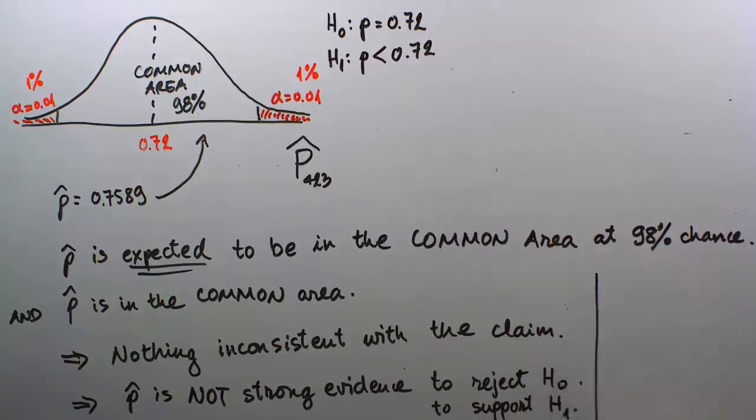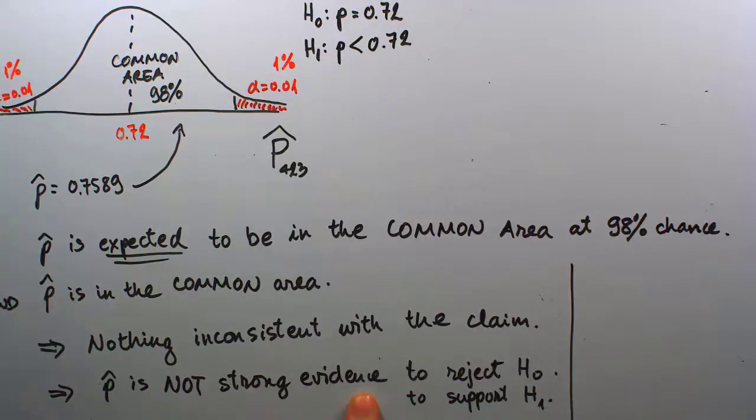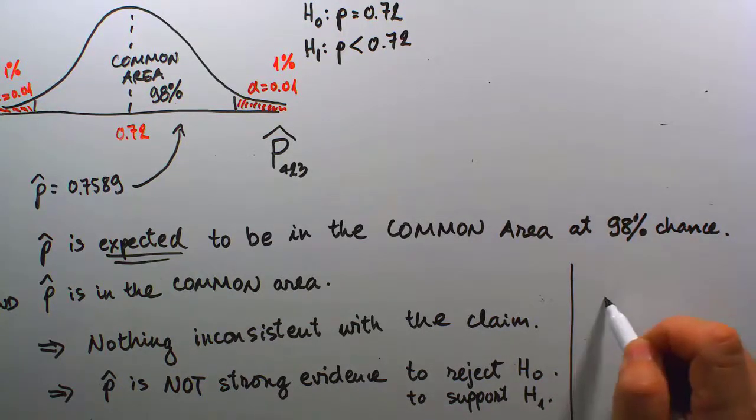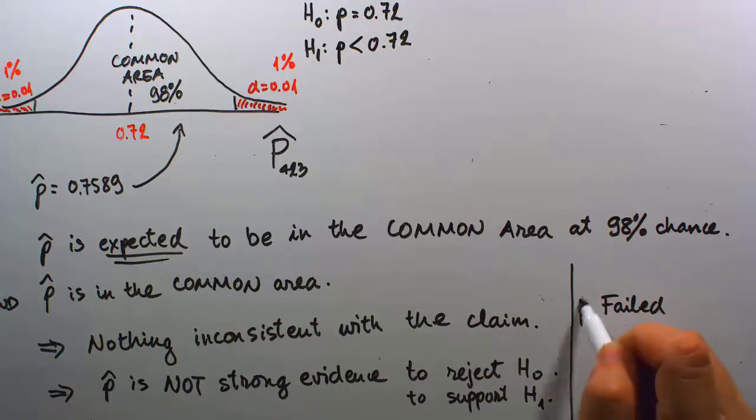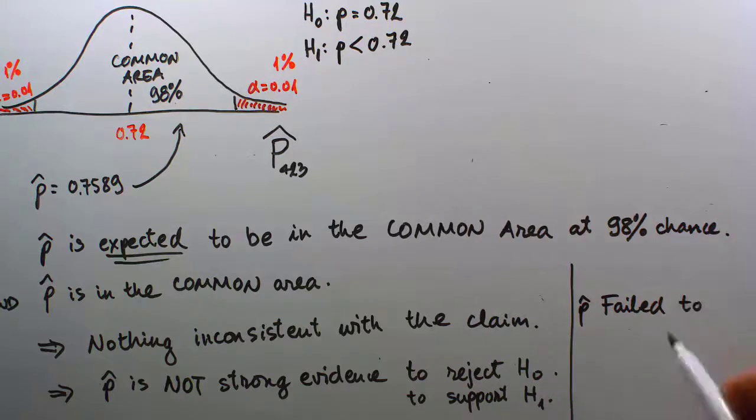And so in this case, since p hat is not strong evidence to reject H sub 0, usually another way of interpreting this is that p hat failed to reject H sub 0. It's a different way of saying that. Or failed to support H1.